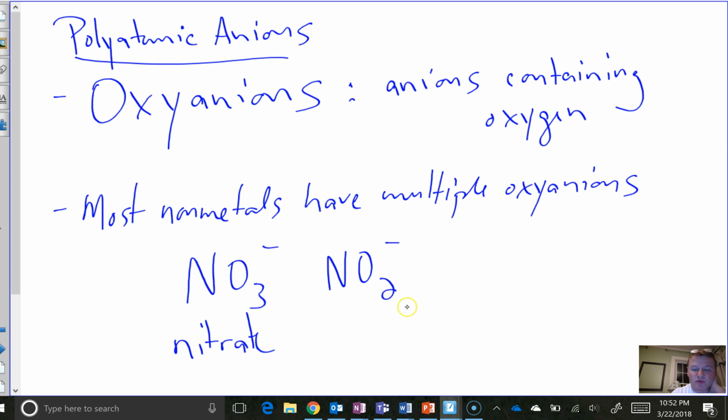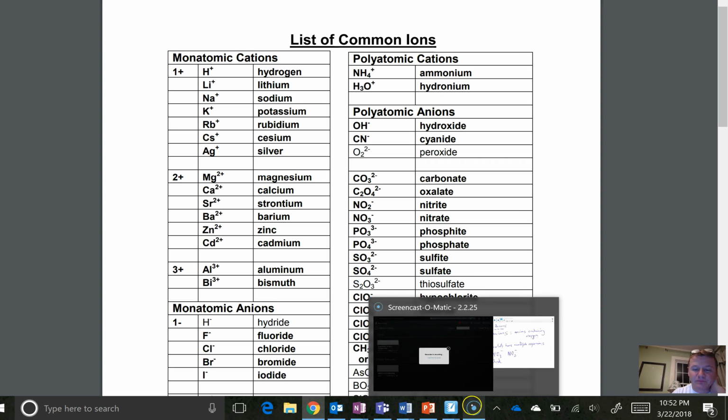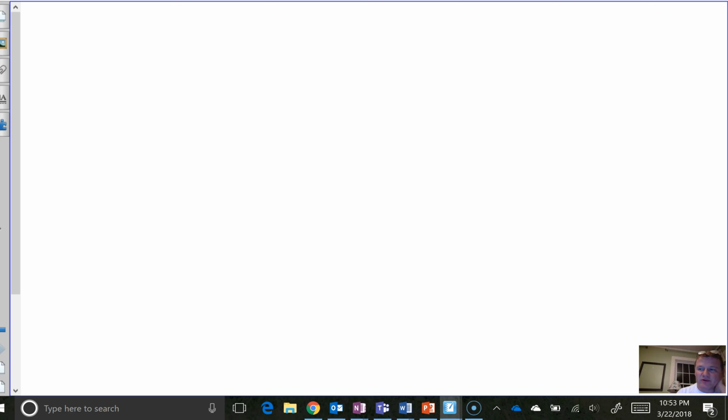Whereas NO2 with a negative 1 charge is called nitrite. Okay, so you might already be seeing some differences in the naming here with these polyatomic anions. Nitrate and nitrite. So notice here that none of these end in an IDE like we encountered with the monatomic anions. So we do not use the IDE ending for the polyatomic anions.